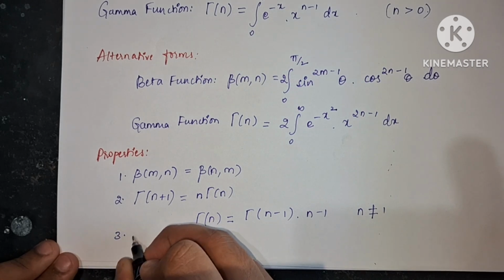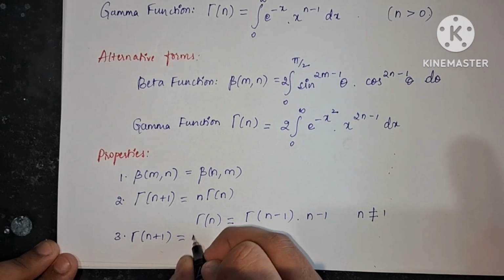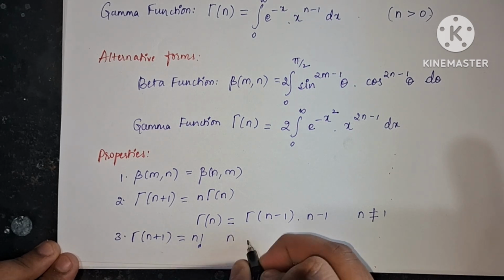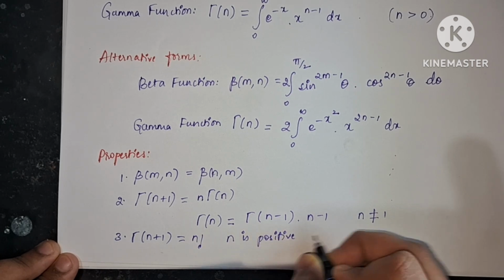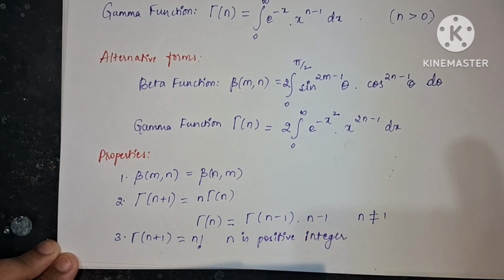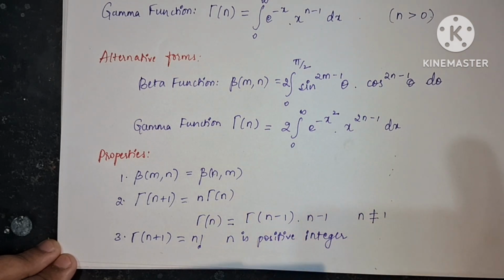The next formula is gamma of n plus 1 is equal to n factorial, only if n is a positive integer. If and only if n is positive, then only we can consider this. It should be a positive integer. Only then we can say that gamma of n plus 1 is equal to n factorial. We will use all these properties and formulas in our sums, so that you will get to know how we use all these things and at what time.